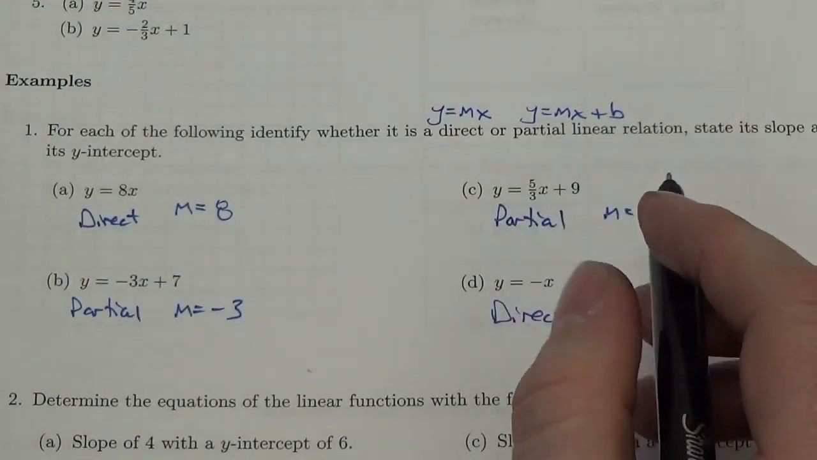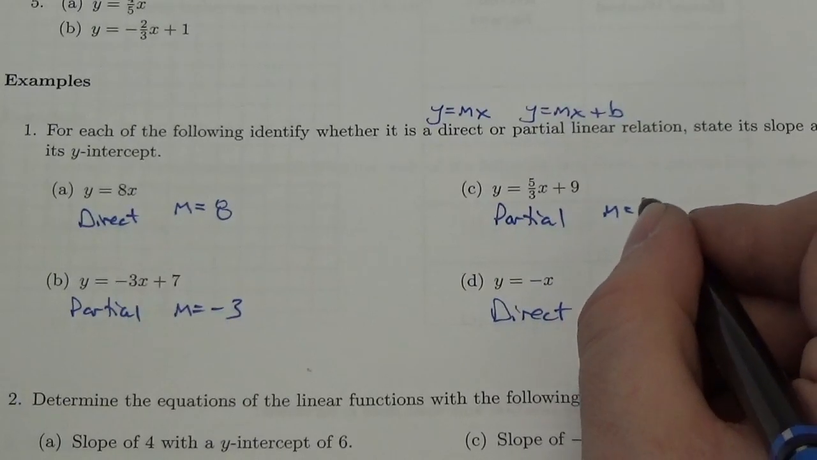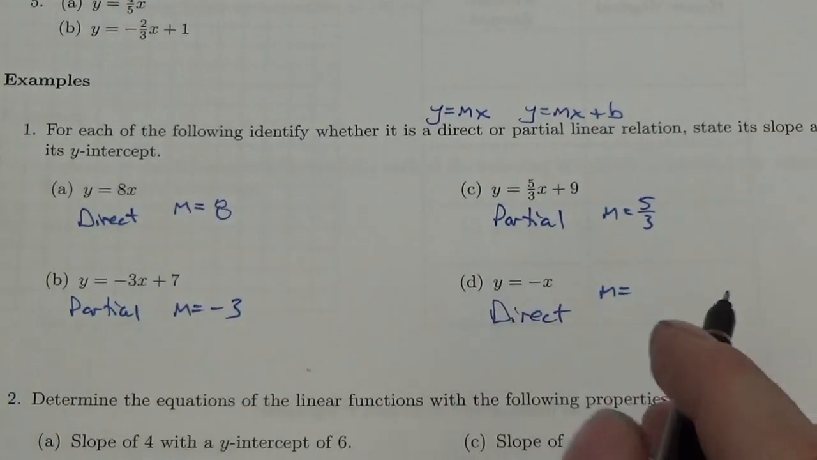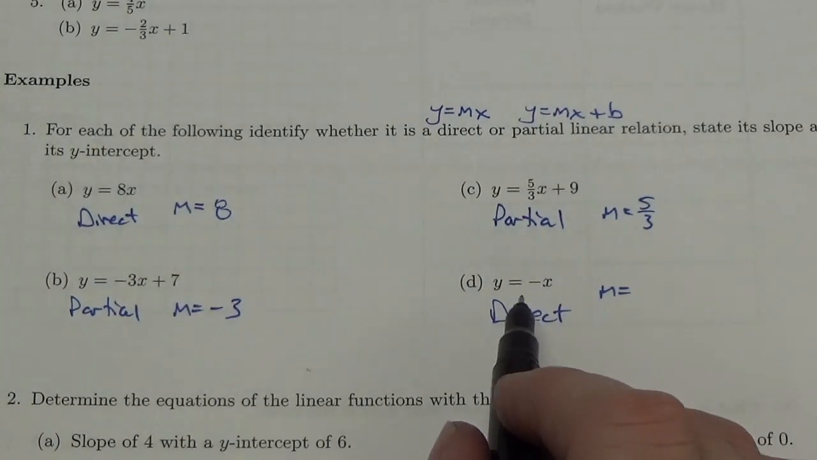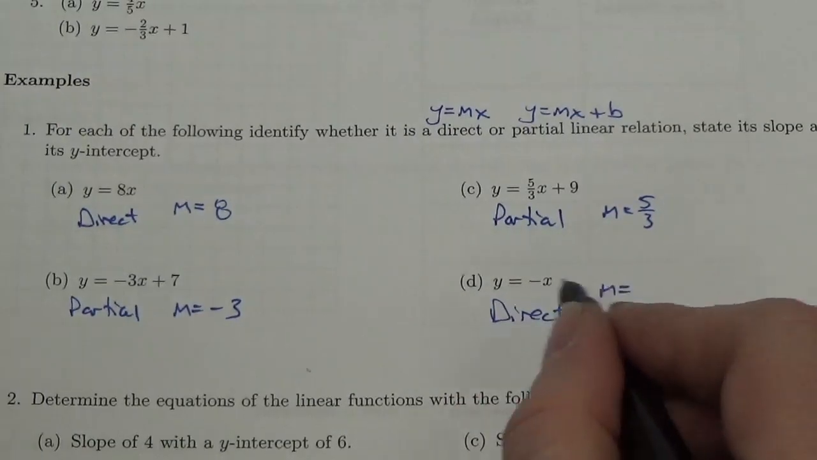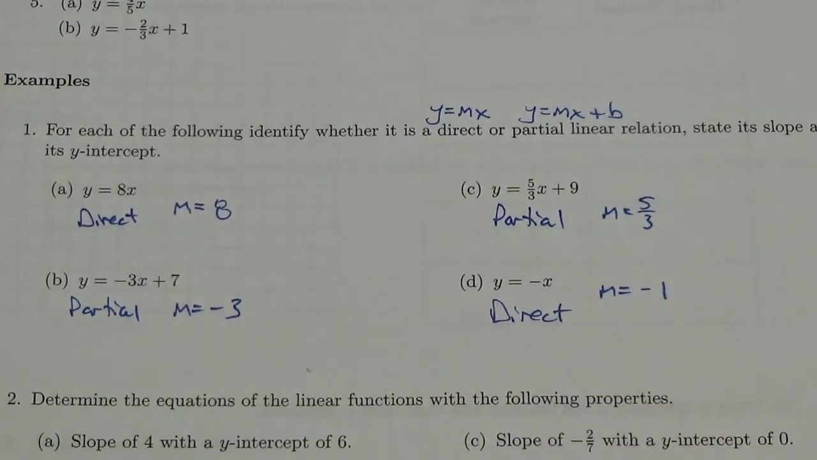What's the slope here? What's the number being multiplied in front of the x there? What's the coefficient? It's 5/3. And here, this one may be a little bit more confusing to see, because sometimes we look at that as an operation and not just the sign and a number, but we're supposed to interpret this to be -1.